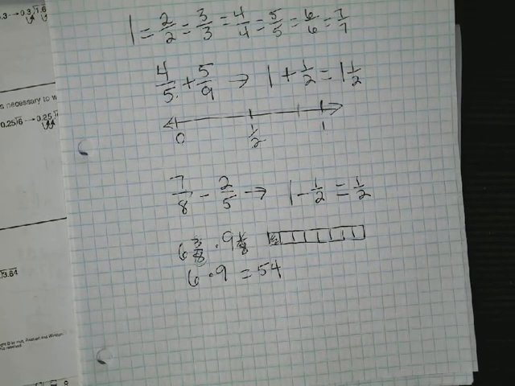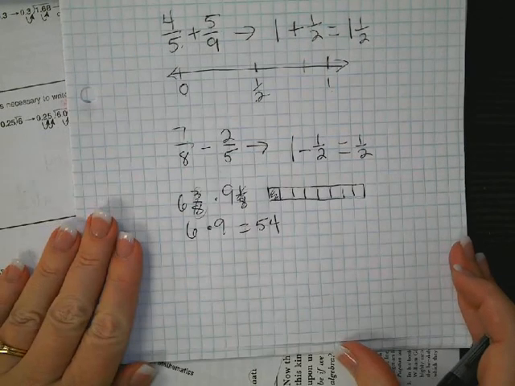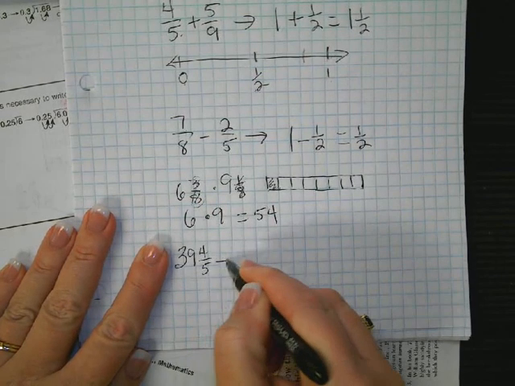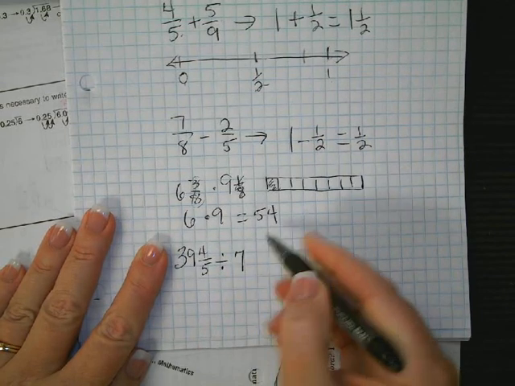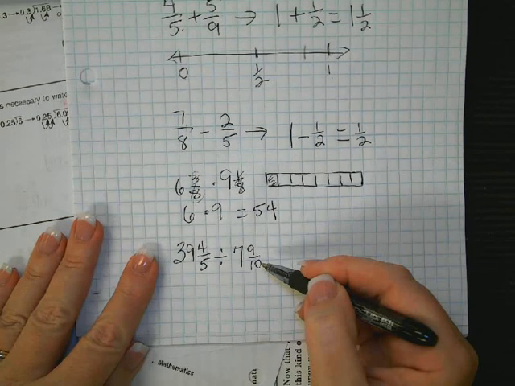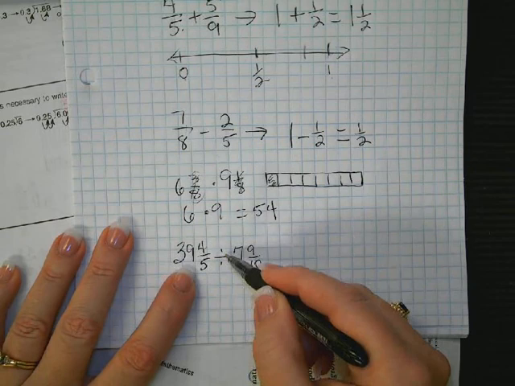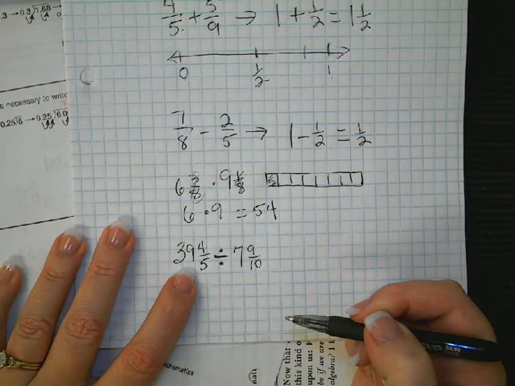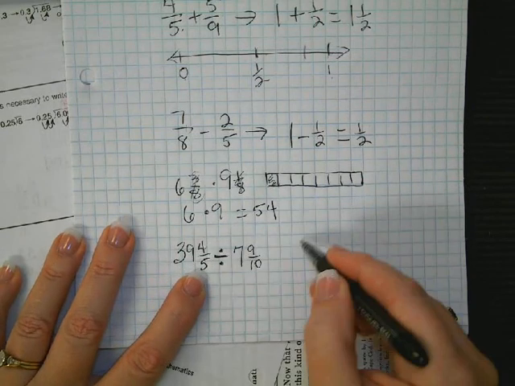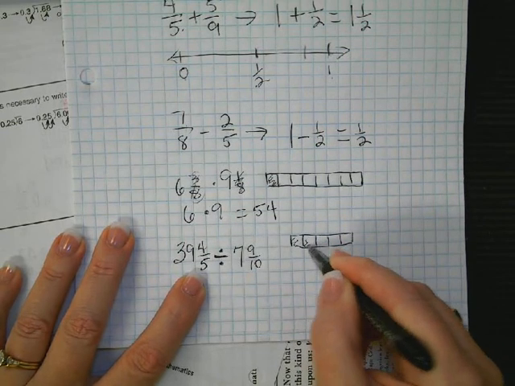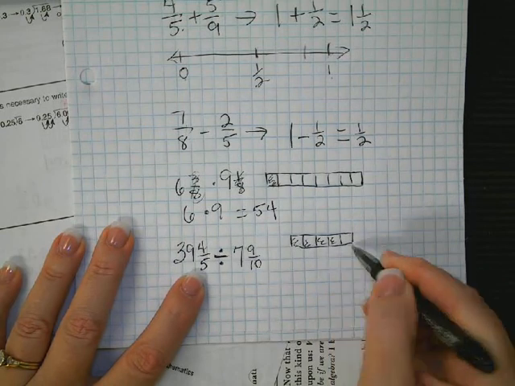Let's do some division. Let's see. Let me use the problem. Let's do 39 4/5 divided by 7 9/10. All right, so here's my problem, and I'm going to estimate here. Now remember, this is division, so I might want to use some numbers that are compatible, numbers that go together. So 39 4/5. Wow, 4/5. Let's see what that looks like. All right, so out of 5, I've got 4 shaded. That's a lot. That's almost the whole thing.